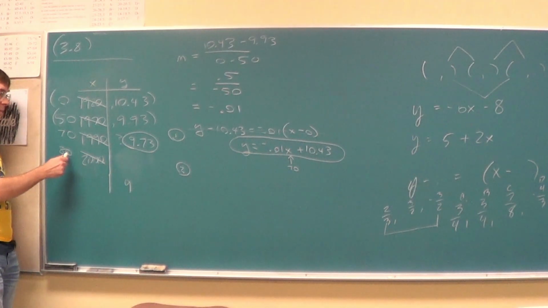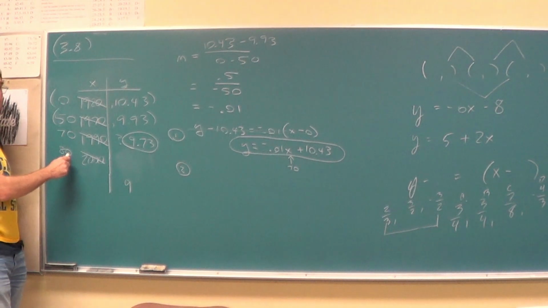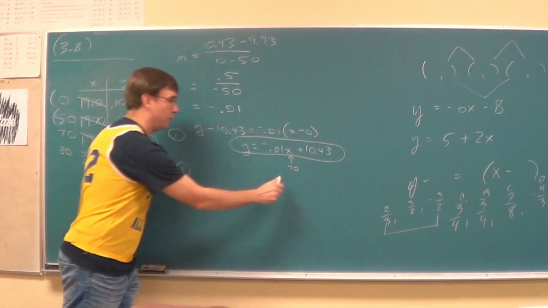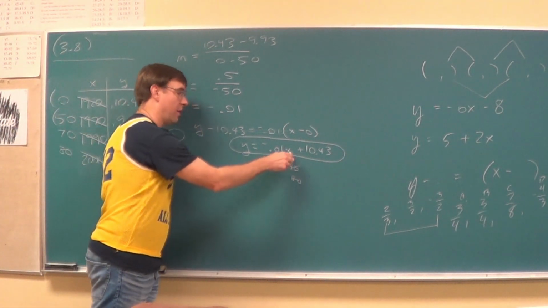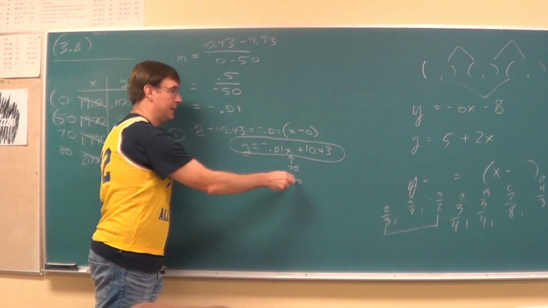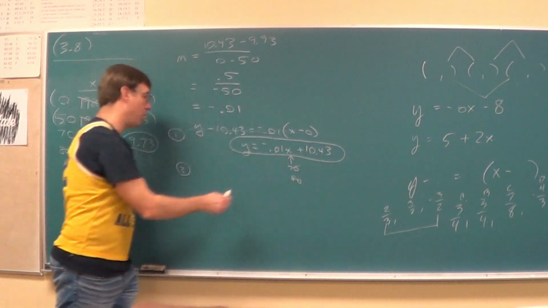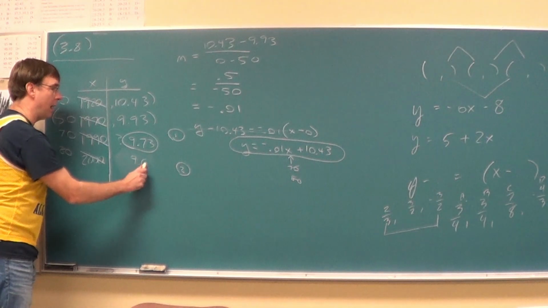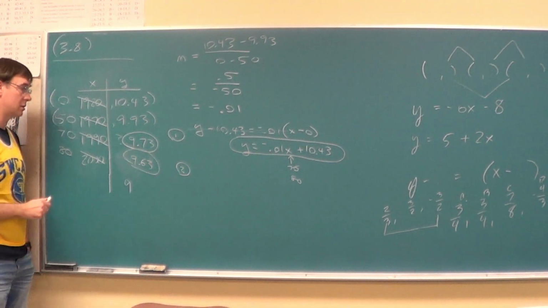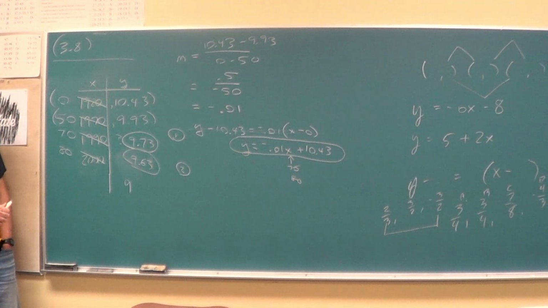It probably stands to reason that in 10 more years, it's going to go down by 0.10. If we want to make sure, take 80 and plug it in. Stick 80 now in for the x. Negative 0.01 times the 80. Add 10.43, and we come out with a 9.63. That's what we expected, that's what happened. It sort of feels about right. We're on board with that.